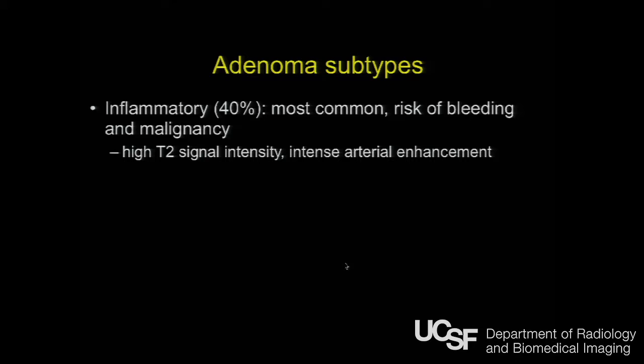So the first type is the inflammatory adenoma. This is what is most common. It has a risk of bleeding and malignancy, and the characteristic appearance is T2 hyperintensity and intense arterial enhancement. And I'll show you a case of this.